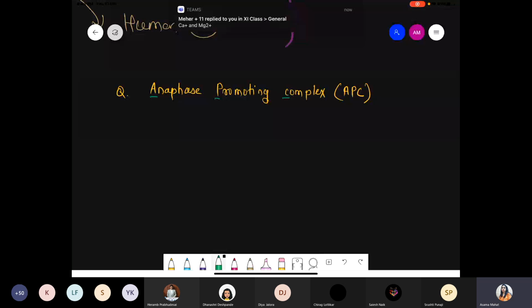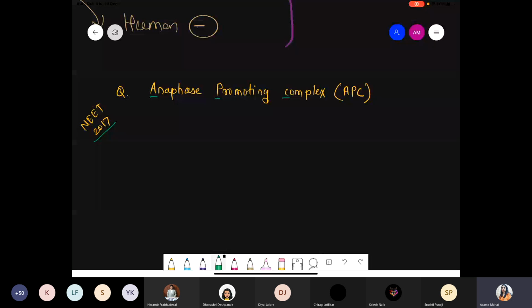Question number 20, just quickly check. The second image shared by Chirag, look there please. It is a NEET 2017 question. That is a simple straightforward question. If APC is defective, then what happens? So let's try to understand. APC stands for anaphase promoting complex.